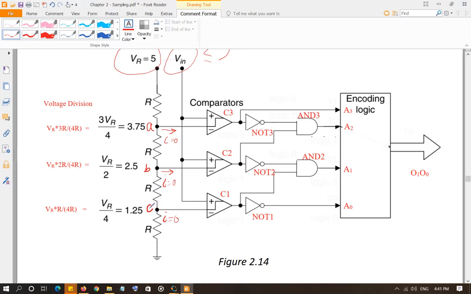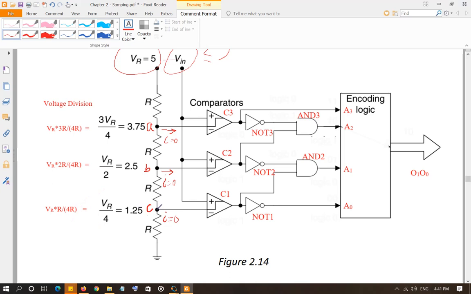For example, at node C, the voltage drop across the bottom resistor is going to be the voltage at node C. How are you going to find that out? Using voltage division. Since these four are in series, it's going to be VR, the total voltage across the series combination, times the value of the resistor across which you are trying to find the voltage drop, R, divided by the sum of all the resistors in series, 4R.